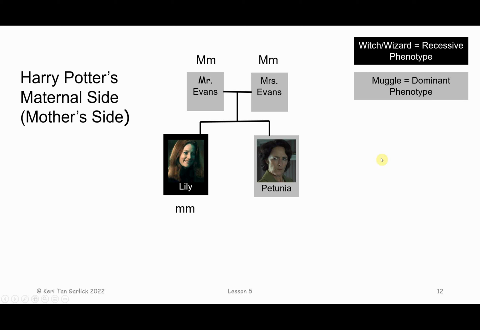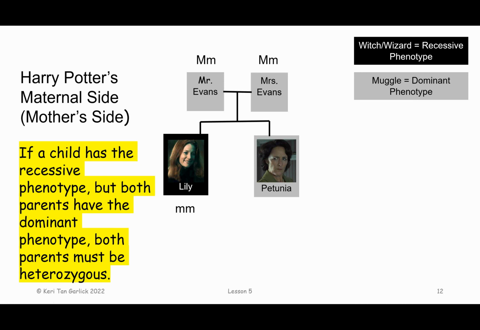So that's a really good hint whenever you're looking at these pedigree charts. If you see something with a recessive trait, but the parents are both dominant, that tells you that out of the two potential dominant traits, they have to be heterozygous. They cannot be homozygous dominant. If they're homozygous dominant, then the offspring are guaranteed to have at least one dominant allele. And that's the summary of that.